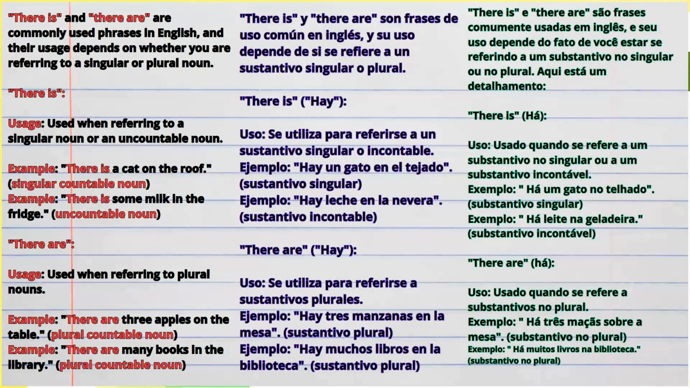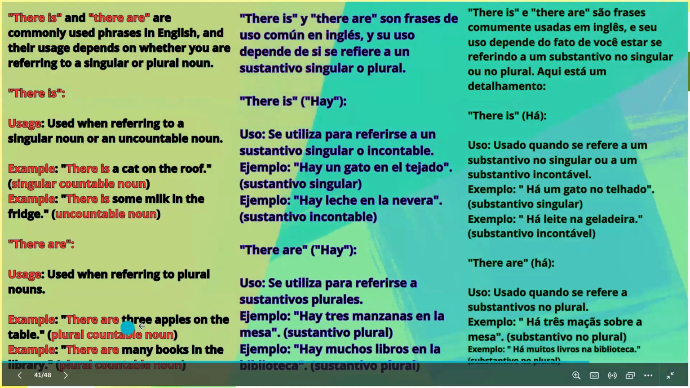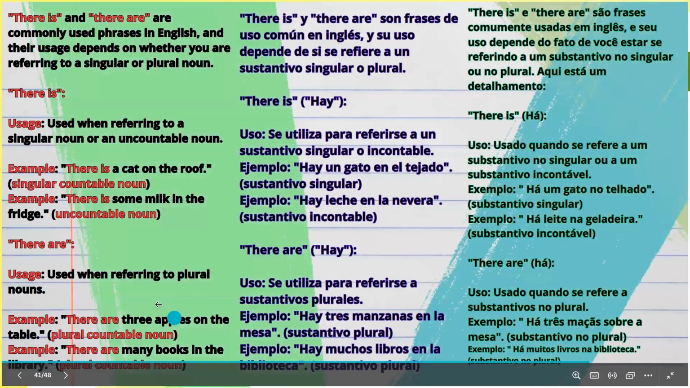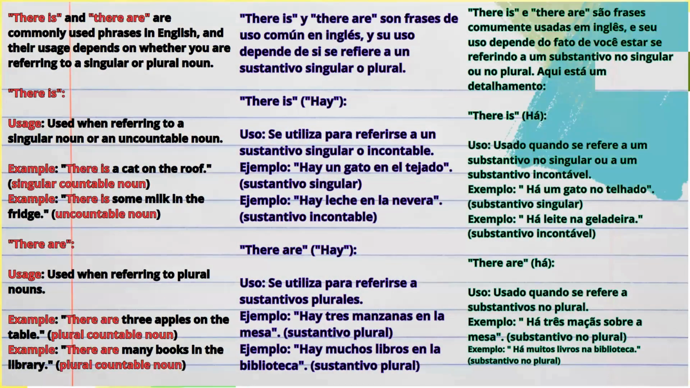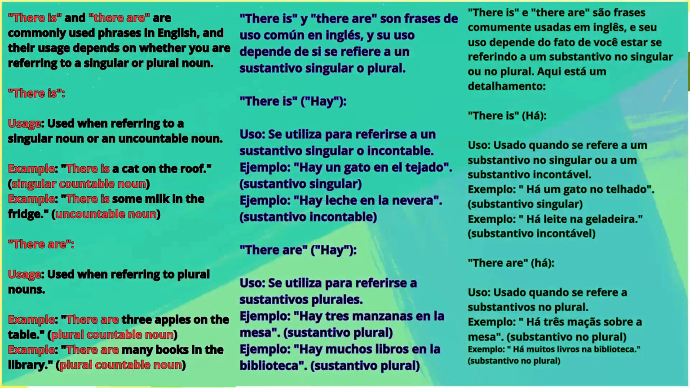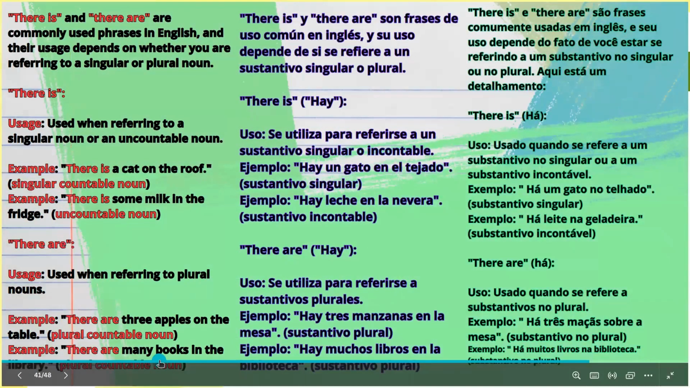In this case, we are talking about the plural of a countable noun, apple. Another example, there are many books in the library. Also, the plural of a countable noun, in this case, book.